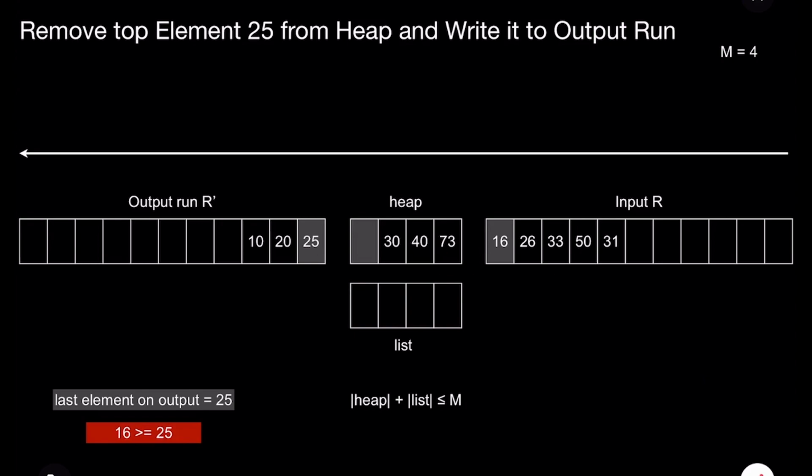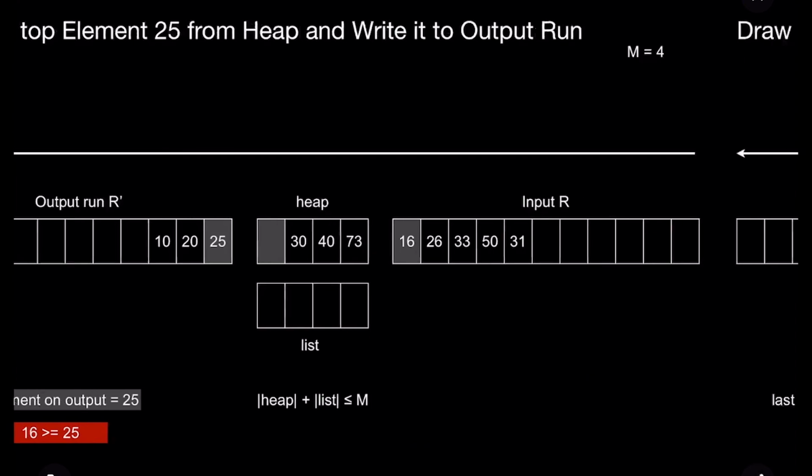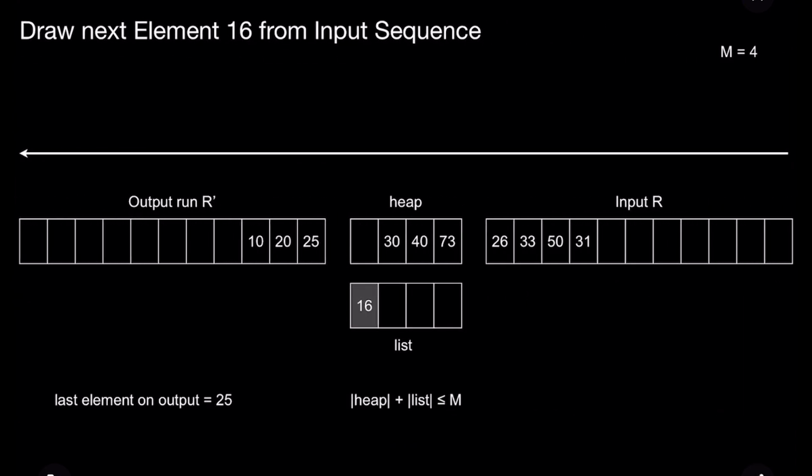Yeah. In the next iteration, if I had put 16 here, then the smallest element would be removed and appended to that output, and that wouldn't be a sorted output run anymore. It would be 10, 20, 25, 16. That doesn't make any sense. It's not sorted. Therefore, you always make those comparisons. So if you continue with the algorithm, 16 goes to the list.